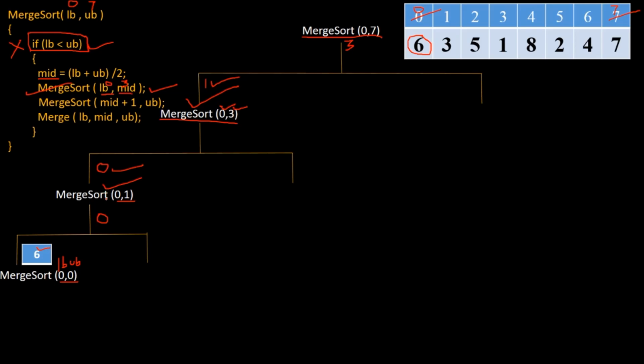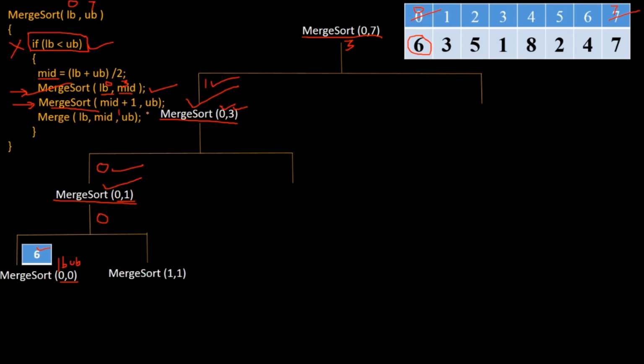It will come back to the previous merge sort. This merge sort has called this line, this line has executed. After that, this line is remaining. So what will it call? It will call the merge sort function with mid plus 1. How much is mid? Mid is 0. How much is 0 plus 1? It is 1. And how much is UB? UB is the same, that is 1.